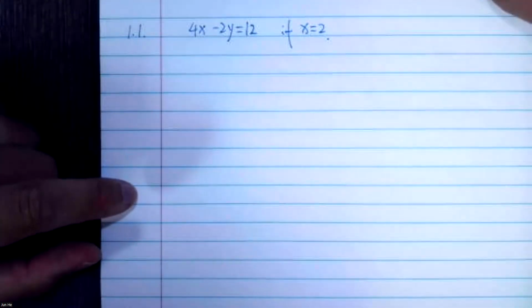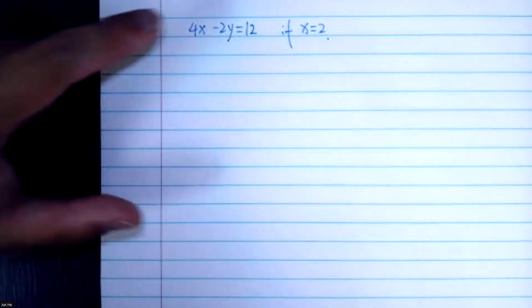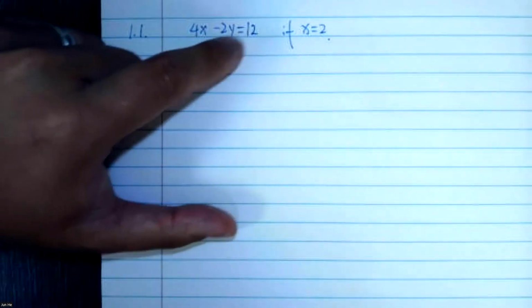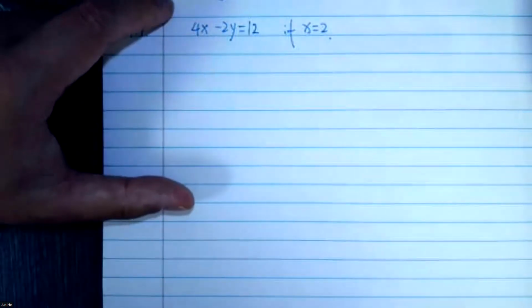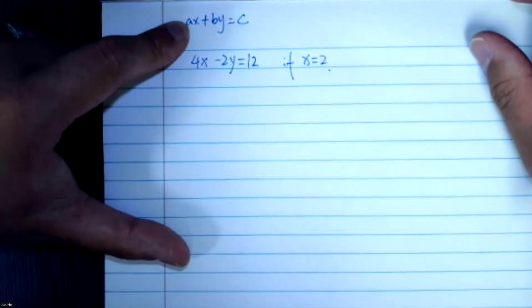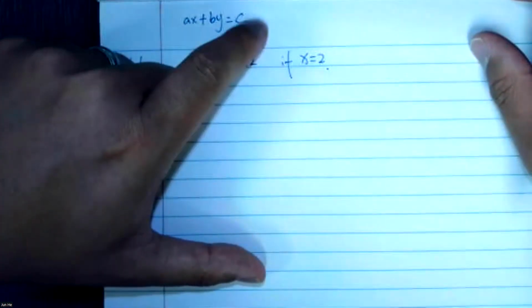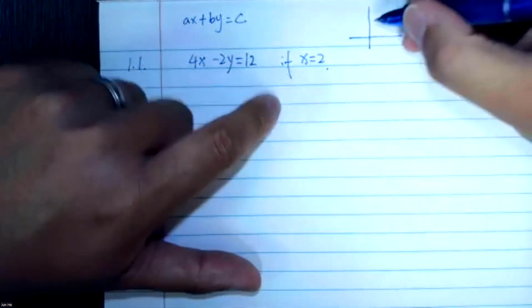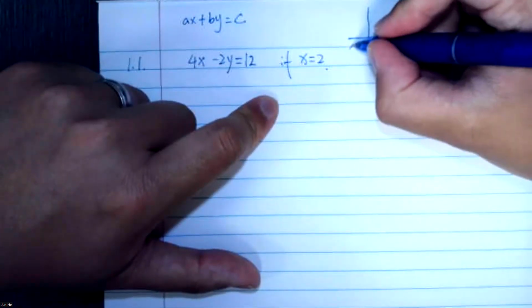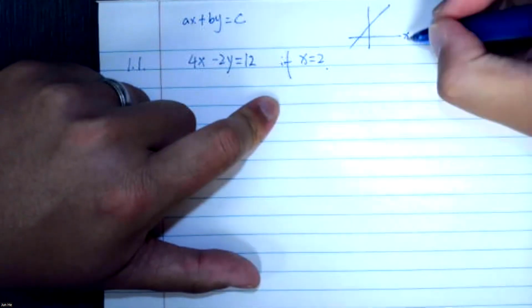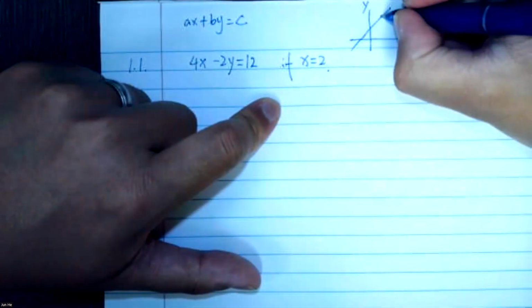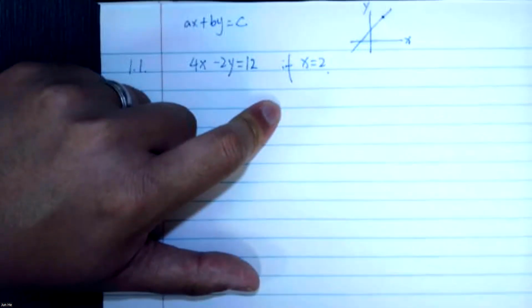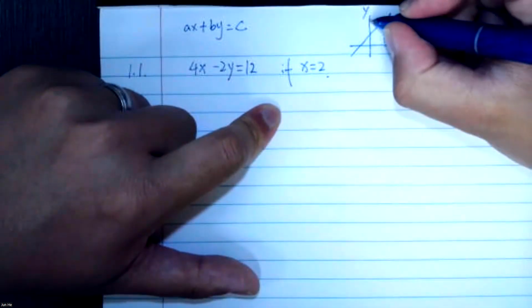Here is the example that we just mentioned. 4x minus 2y equals 12. So this is a linear function. Recall that ax plus by equals c. That is the standard form of a line. So this is just to express a line like this, right? And here is the x-axis and y-axis, and each point on this line has two coordinates: the width, the height.